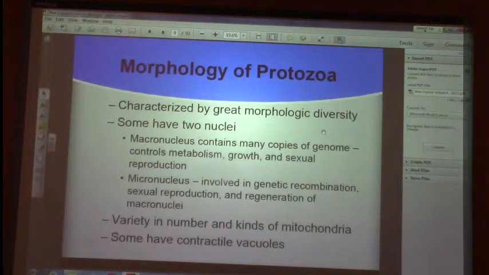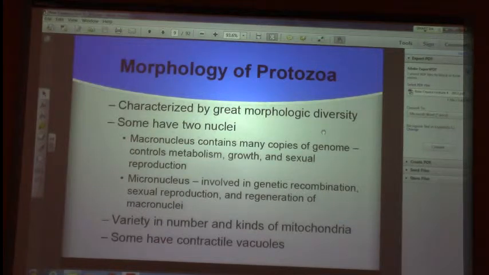The next slide just goes more into the morphology of protozoa, a lot of which you've already learned in lab. We know that they have great morphologic diversity in regards to their cellular extensions. So you should recall that they have flagella, as well as cilia and pseudopodia that they use for motility. What you have here is some additional morphologic diversity in regards to the fact that they have 2 nuclei.